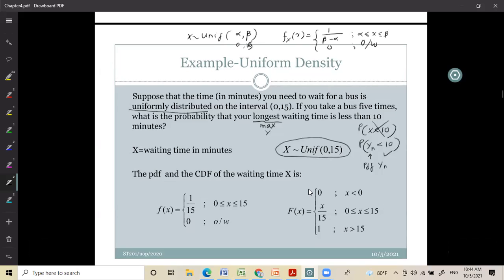Then how do you find the CDF? You have to integrate fx from the lower limit up to any x.